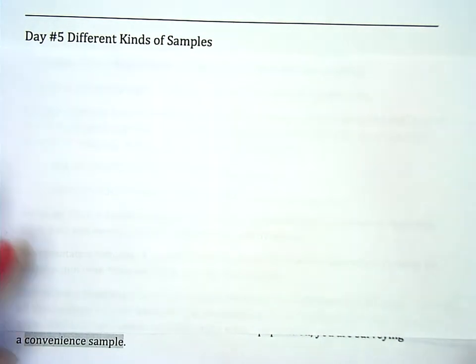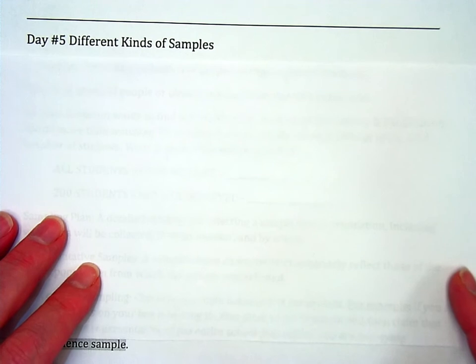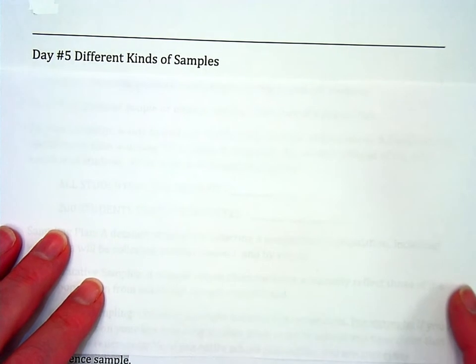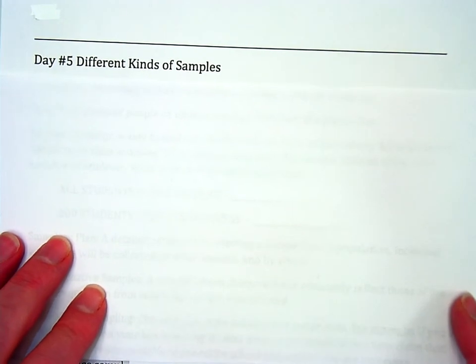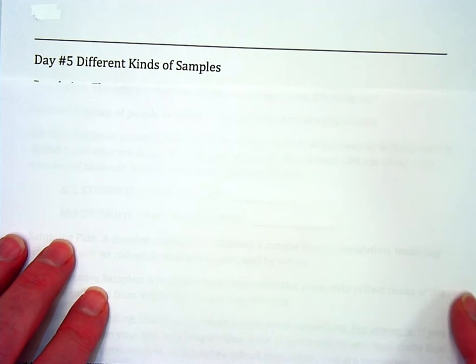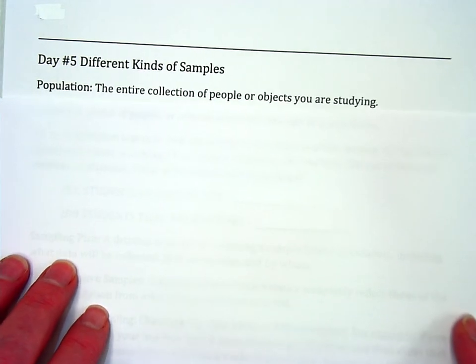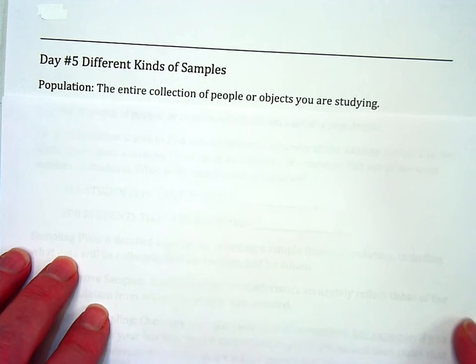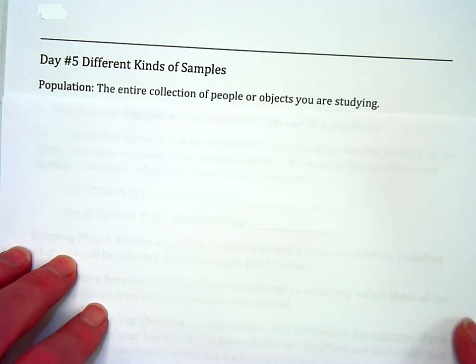Today we are going to talk about different kinds of samples. And in order to understand different kinds of samples, we first need to define what the population and the sample are in terms of statistics. Population, normally we think about people who live in certain areas, but when it comes to statistics, population is actually the entire collection of people or objects we are studying.